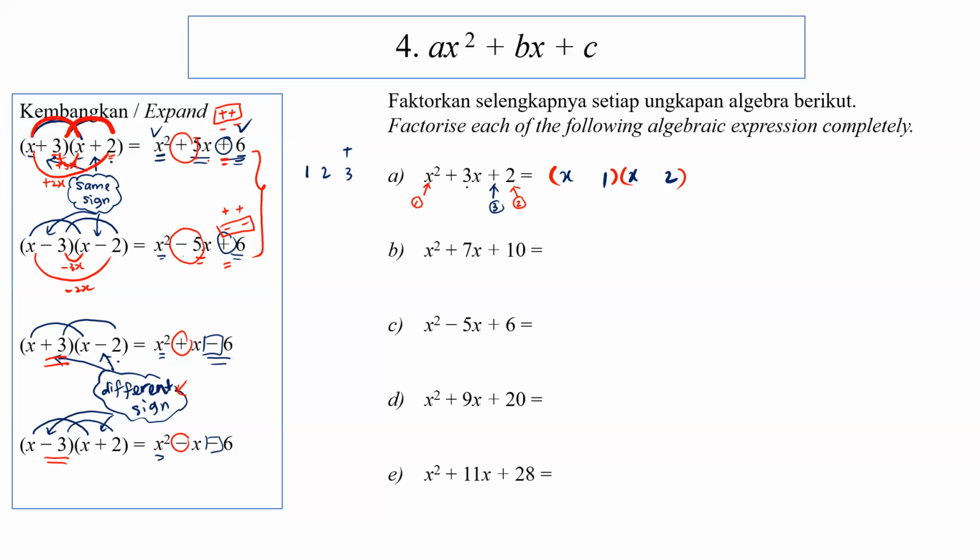Double check with the number in the middle, which is step 4. Yes, it's 3. And now we have to decide what sign. When it is positive, it is the same sign. What sign? Is it both positive or both negative? So the 5th step will tell us, if this is positive, both must be positive. All right. Okay. The next question.